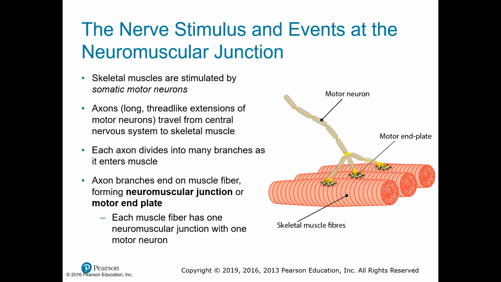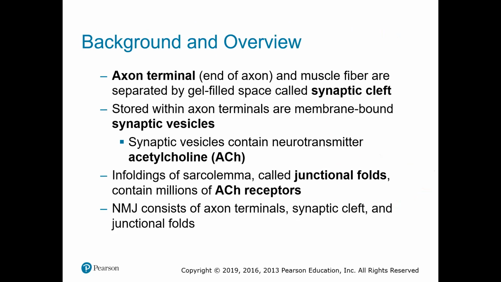Now on the surface of the muscle cell, we have a structure known as the motor end plate. And that's a specific area. See, the axon terminal isn't going to just randomly find a spot to land on the muscle cell. It has a very specific location called the motor end plate, because that's where the action potential is going to get propagated. The axon terminal is the end of the axon. There's a gap called the synaptic cleft, because this is a synapse. And within the axon terminal are vesicles, little bubbles containing acetylcholine. And on the motor end plate are going to be acetylcholine receptor sites.